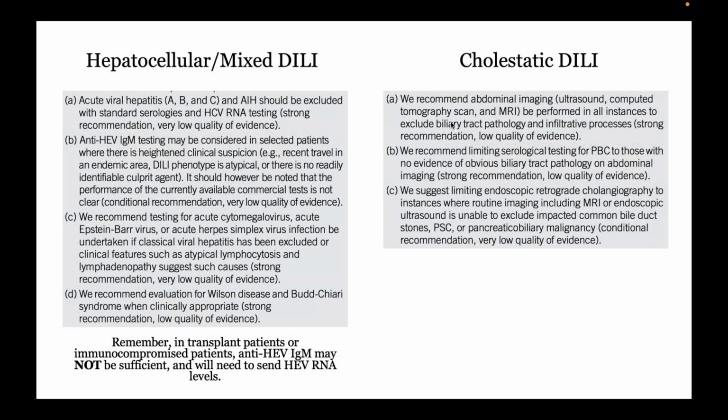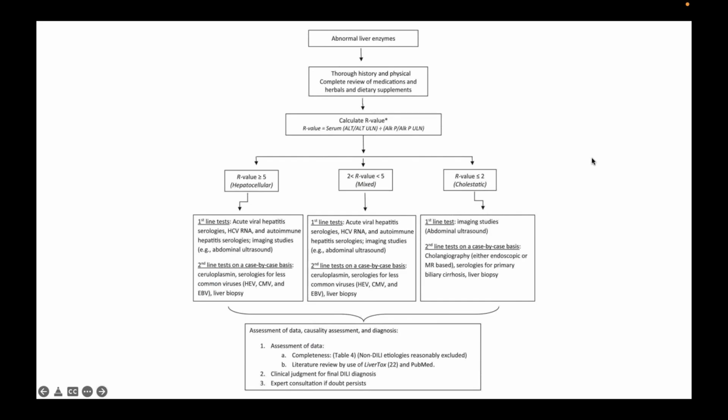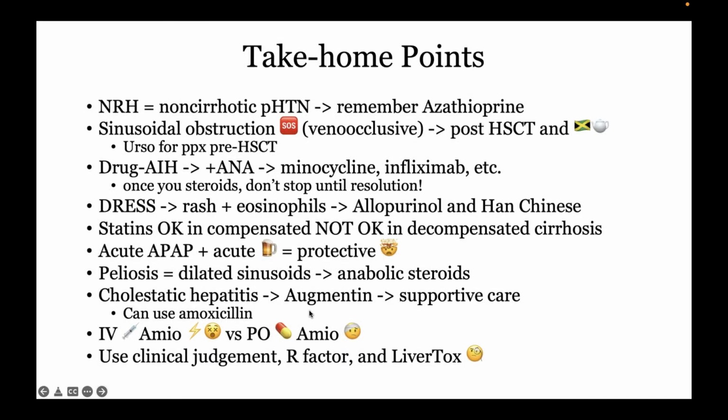For the cholestasis, they really recommend abdominal imaging, specifically an MRI and MRCP, and testing for PBC with an AMA. And then finally, they have their nice algorithm at the end. You start by talking to the patient, doing your physical, and reviewing all the medications. Then you calculate the R factor, and then you proceed as in the previous table.